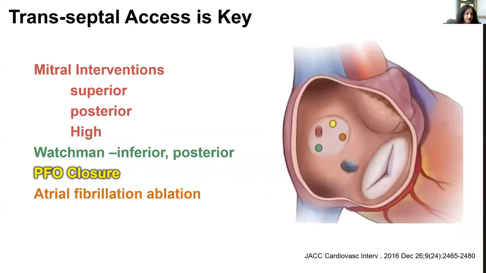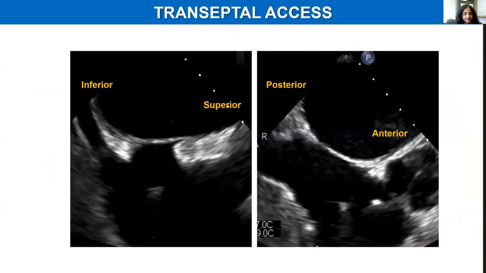Once transfemoral venous access has been obtained, the key to MitraClip is transseptal access. And you see here on this diagram of the fossa ovalis from the right atrial side, that the position of your transseptal access really can predict the success of the procedure. For a MitraClip, you want to be a little superior to maybe mid, definitely posterior, and high in the fossa ovalis. And these are just some different other procedures and goals for transseptal access.